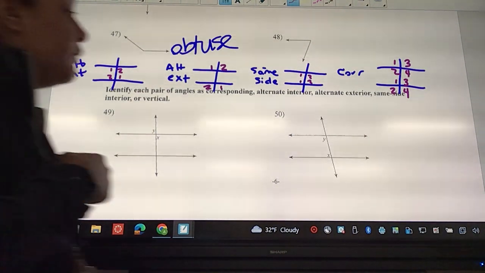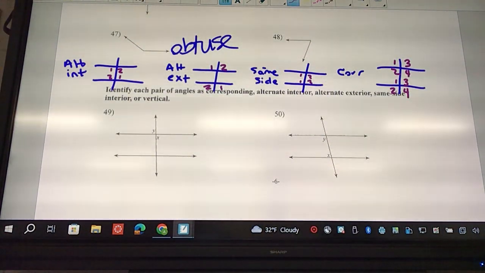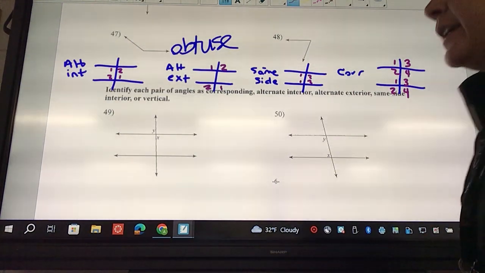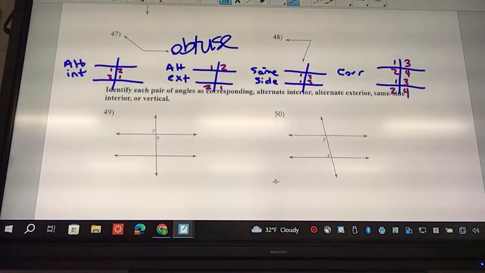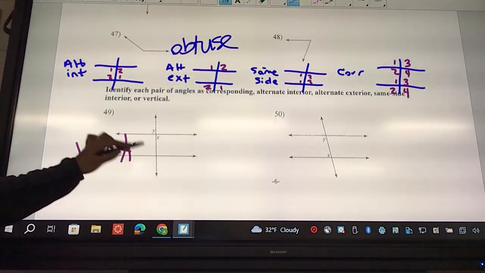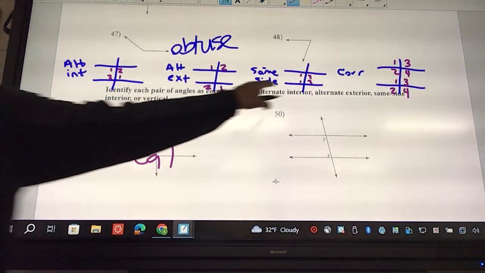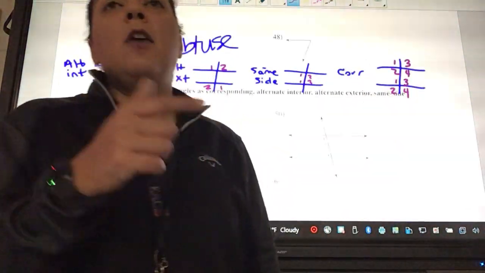Vertical angles are right across from each other, so write that down as well. If we look at 49, is X inside or outside? Inside. What about the Y? Outside. So it can be none of these. It can either be corresponding or vertical. It is vertical. It can't be corresponding, because this is like 1 and 4. Because one is in and one is out, it has to be vertical.